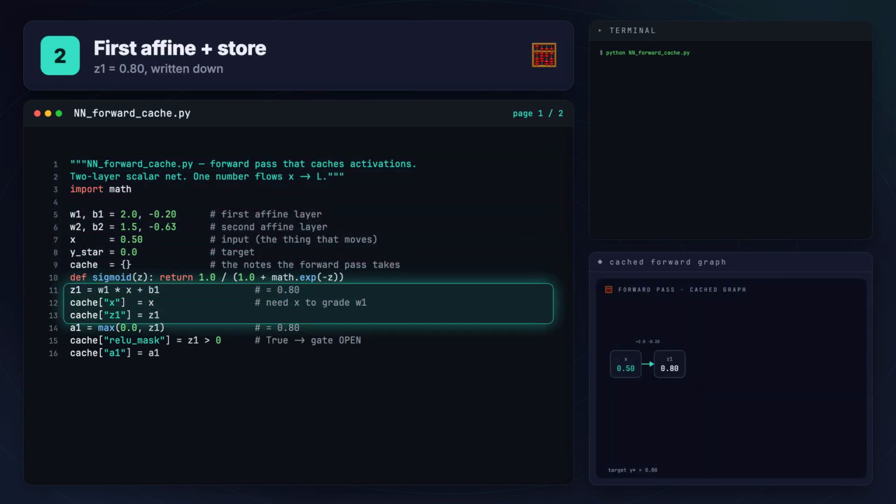The first affine step: Z1 = W1 * X + B1, one multiply, one add. The very next line writes X and Z1 into the cache. Most tutorials skip the storage line. We're making it loud on purpose. That line is the forward pass earning its keep for the backward pass.